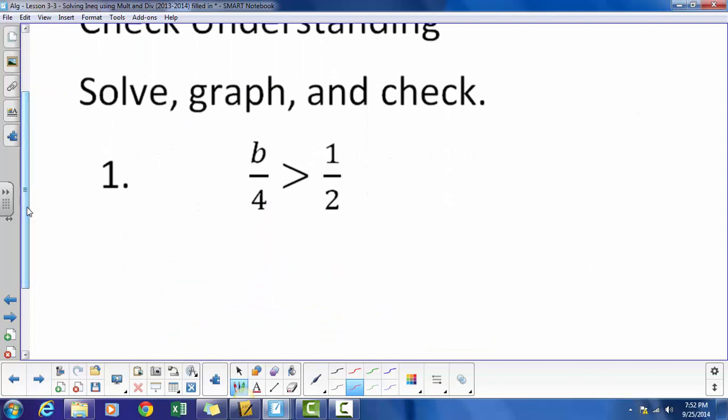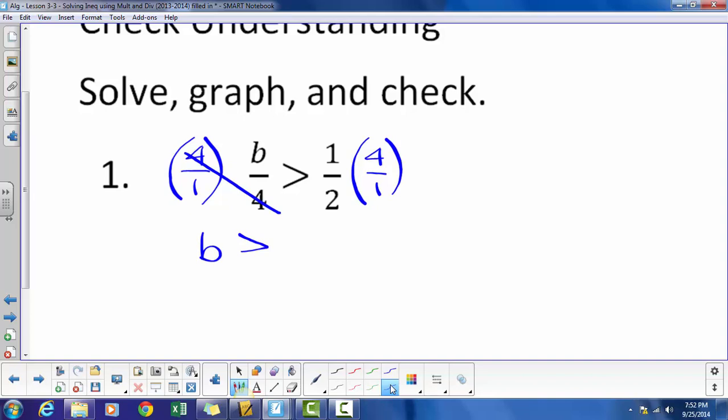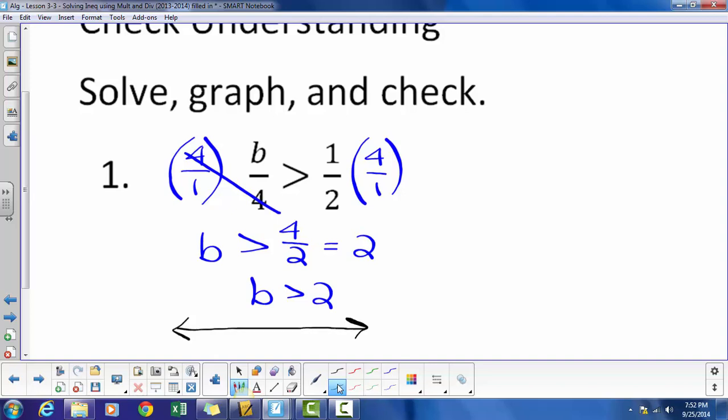We have 5 examples. Number 1, B divided by 4 is greater than 1/2. Well, the first thing I need to do is multiply both sides by 4 over 1. These cancel out, and I'm left with B is greater than 4 over 2, which reduces to 2. So B is greater than 2. Now the directions say that I need to solve, graph, and check. So let's graph this. Greater than, that's going to be an open circle, and I'm going to shade to the right.